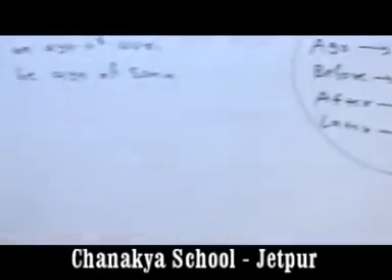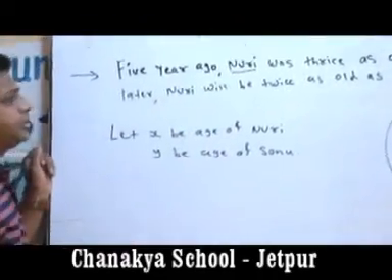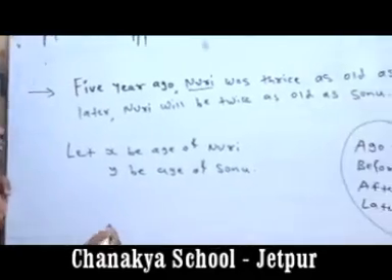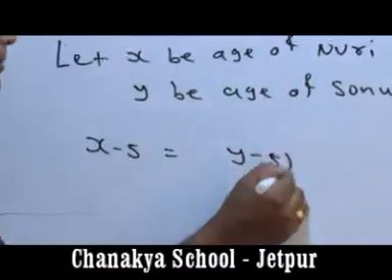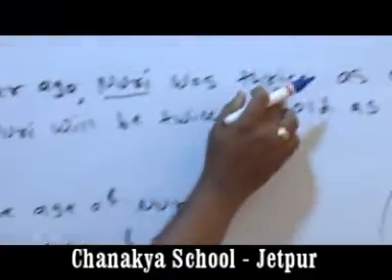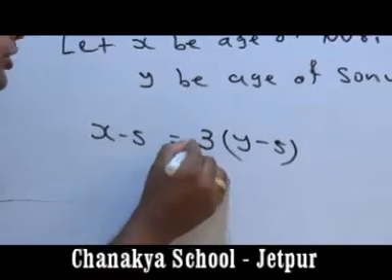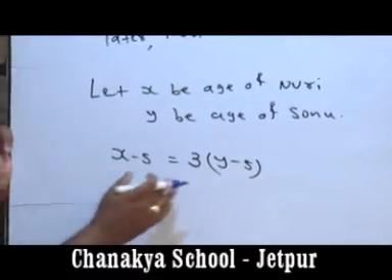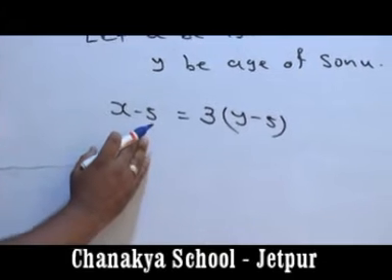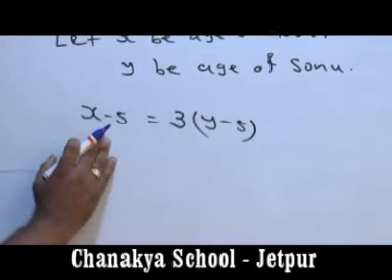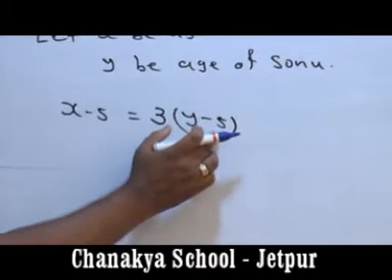Okay students, now Nuri 5 years ago, that means we are subtracting 5 from both Nuri as well as Sonu's age. x minus 5 equal to y minus 5. Okay students, Nuri was thrice. Thrice means 3 times, so here we are going to input 3. We have subtracted 5 from both, that is Nuri as well as Sonu. x minus 5 equal to 3 bracket y minus 5.